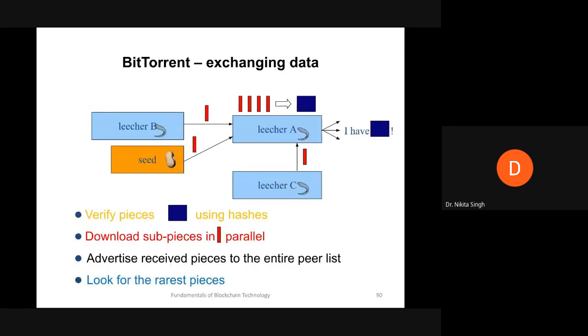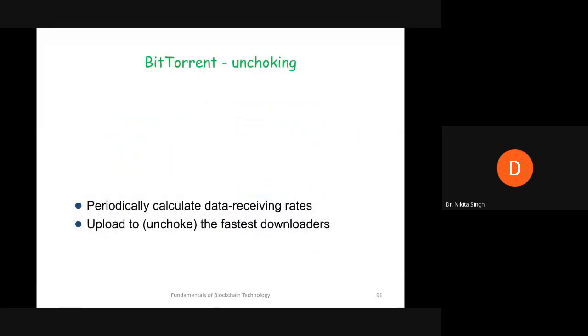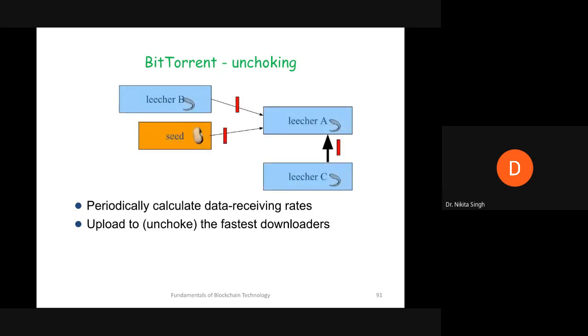Again, we know that the policy that we use is to look for the rarest first. That is, we are using the policy of finding the rarest pieces first. Next, we'll talk about unchoking. So what the peers do is that they'll periodically calculate the data receiving rates, that is the transmission rates, and they will choke the peers who have slow transmission rates and unchoke those peers who have the fastest downloading rates.